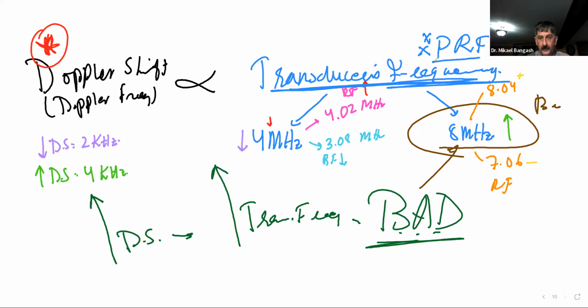Although later in Doppler we may talk of PRF. But for now, just remember this relationship: if we use a transducer with a lower frequency, we will have a lower Doppler shift. If we use a transducer with a greater frequency, we will have a greater Doppler shift, because these two are directly proportional to one another.